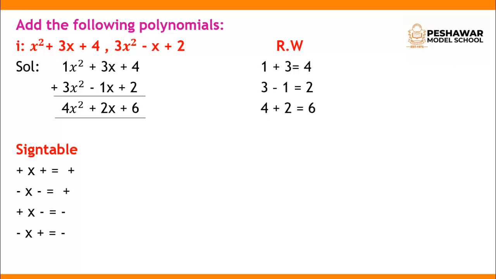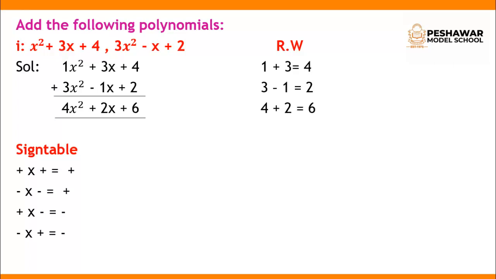So 1 plus 3, the coefficient of x square is 1 and 3. If there is no sign with 1, it is a positive sign. So plus into plus is plus. 1 plus 3, we get 4. In rough work, you see that I add the coefficients of the like terms, 1 plus 3, which is equal to 4, and the power of the variable remains the same. It should not be added, it should not be changed. So 4x square. Now come to the next term, plus into minus, which is equal to minus.